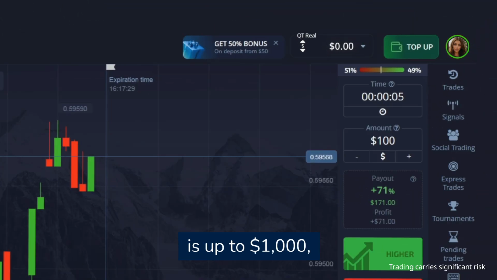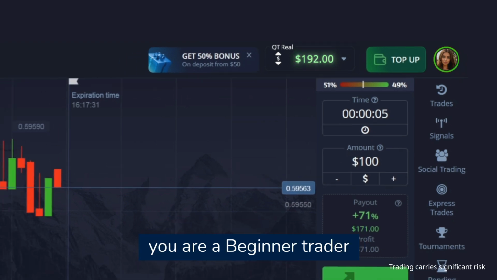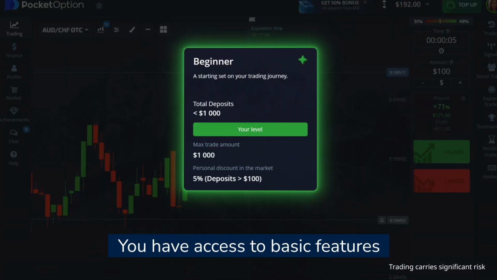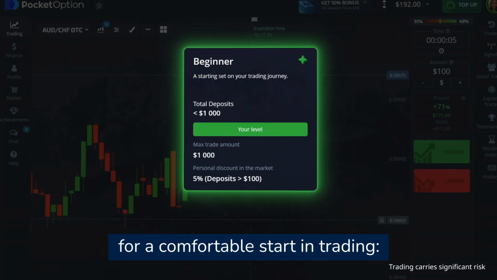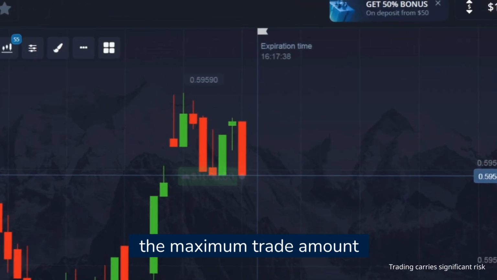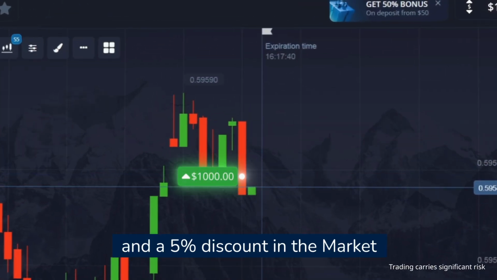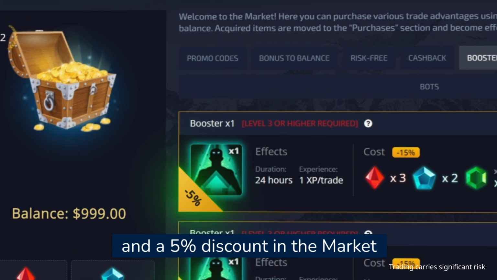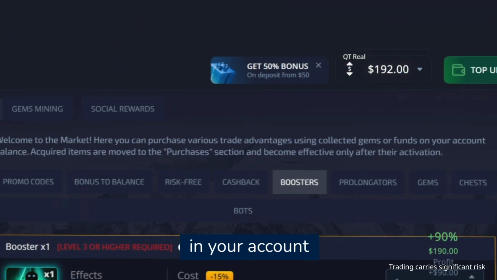If your total deposit is up to $1,000, you are a beginner trader. You have access to basic features for a comfortable start in trading, the maximum trade amount of up to $1,000, and a 5% discount in the market if you have more than $100 in your account.